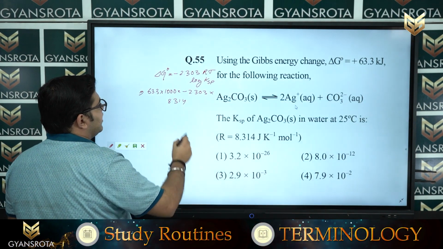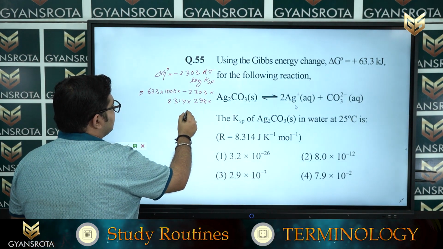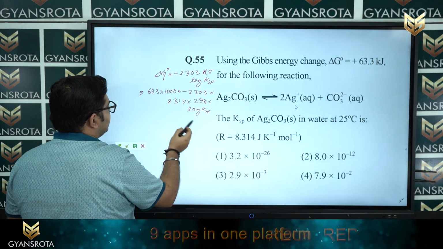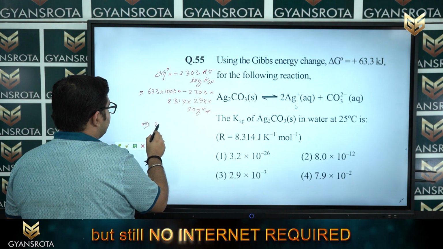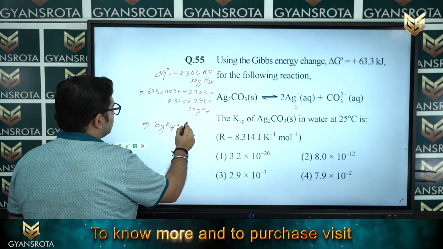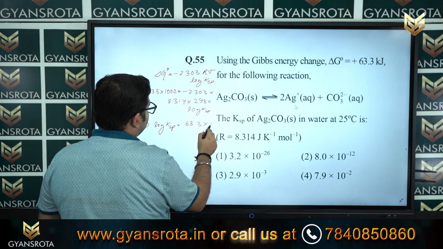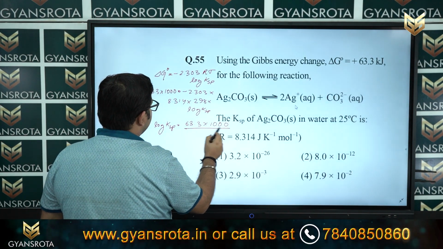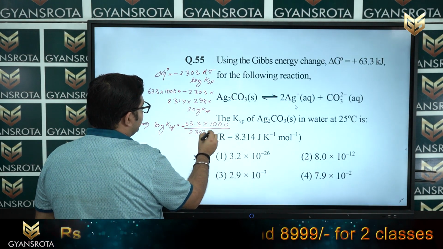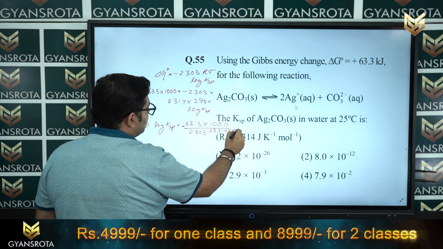8.314 is the value of R. The temperature is nothing but standard, that is 298 Kelvin, and we have to find out the log KSP. Now if I am taking this part onto this side, it will be coming as log of KSP is equal to 63.3 into 1000 divided by, here a minus sign will be there, 2.303 into 8.314 into 298.